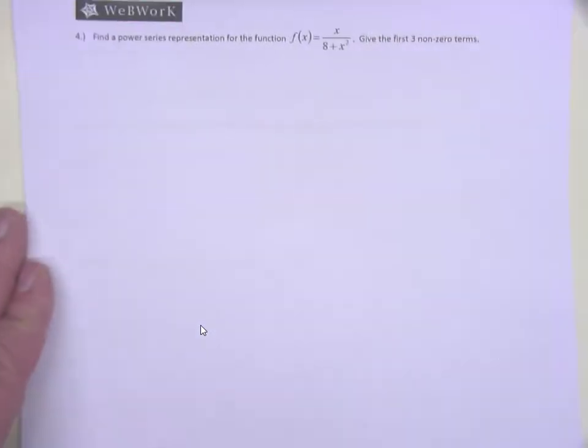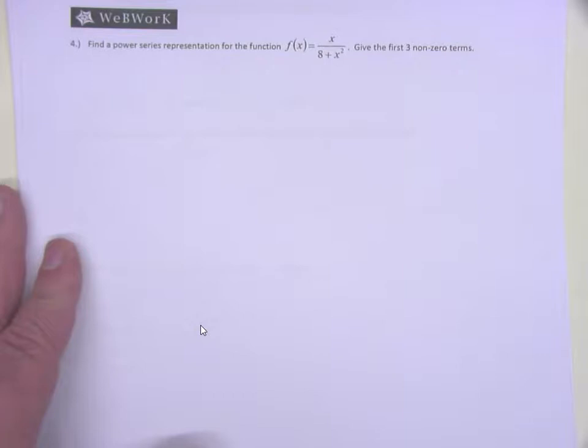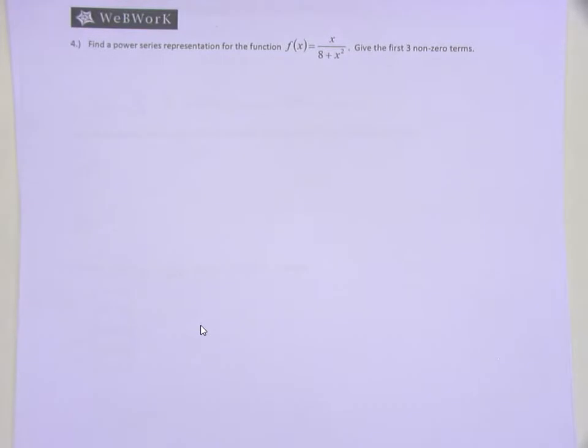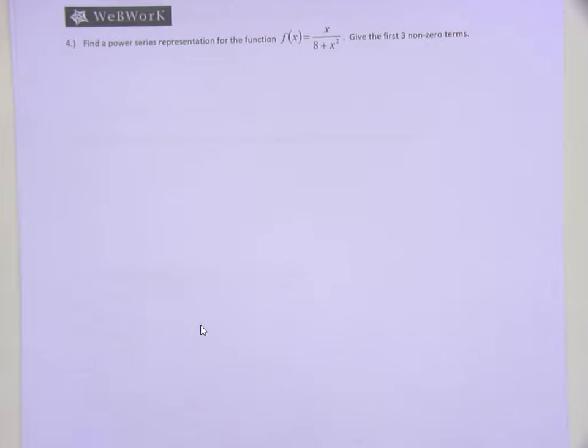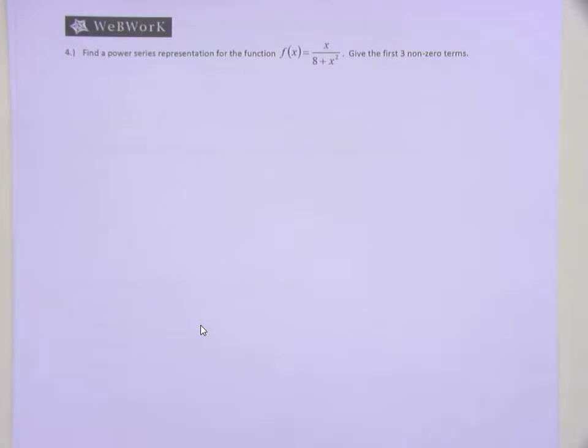The next example is this guy right here. I've also got a Desmos example, as long as it doesn't mess up, because it is very persnickety. You get one little thing it doesn't like, it just throws it out. All right, here we go. It's a WebWork problem: find a power series representation for the function f of x equals x divided by 8 plus x squared. It's WebWork, so you're going to have to type it in just right. They want the first three non-zero terms.